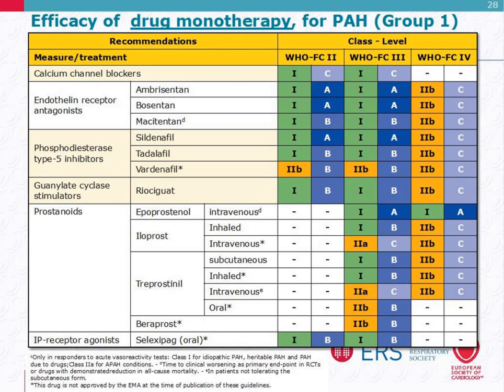This slide shows you efficacy of drug monotherapy. And you can see all main groups of drugs for treatment of pulmonary hypertension: calcium channel blockers, endothelin receptor antagonists, phosphodiesterase type 5 inhibitors, guanylate cyclase stimulators, prostanoids, and IP receptor agonists.